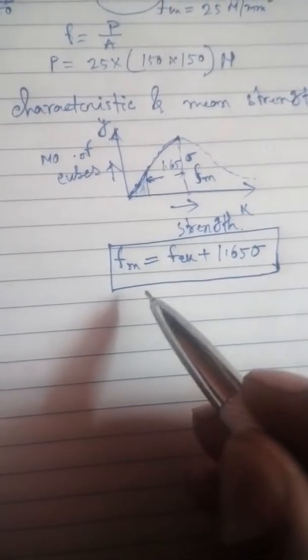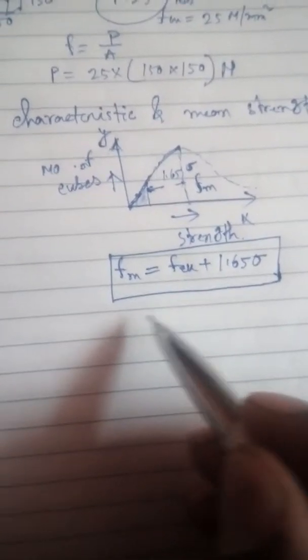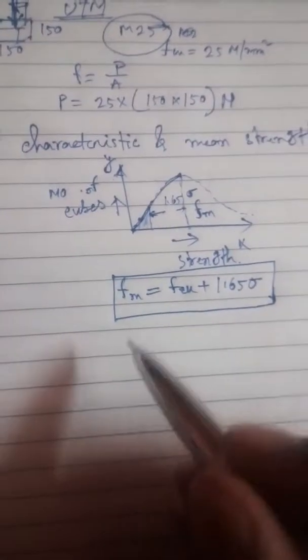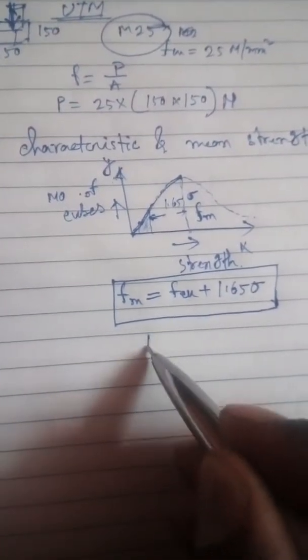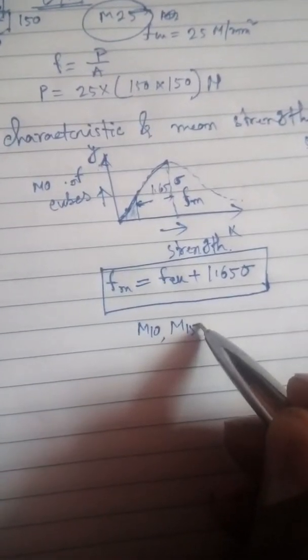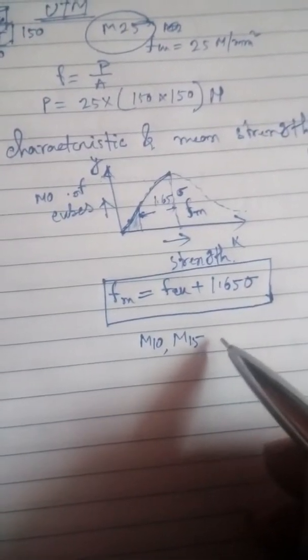Now, as per IS 456, there are specified standard deviations for specific grades of concrete. For M10 and M15, the standard deviation is 3.5.